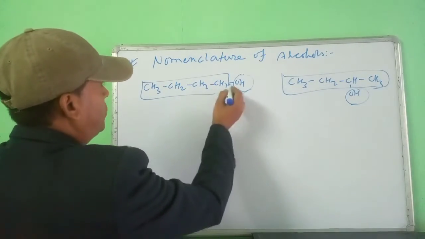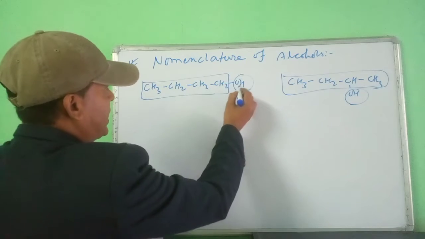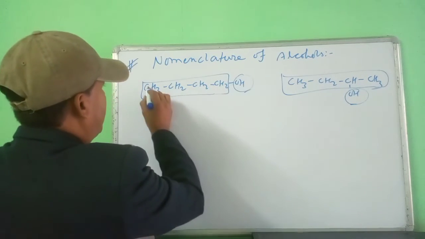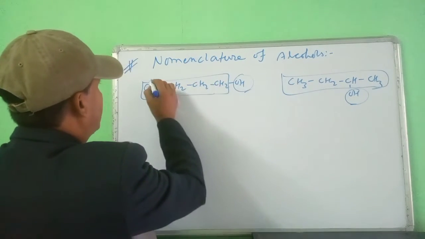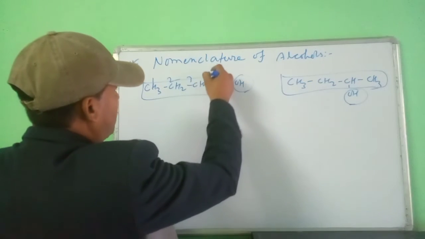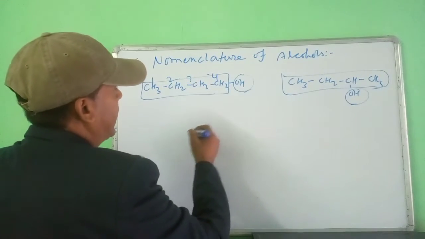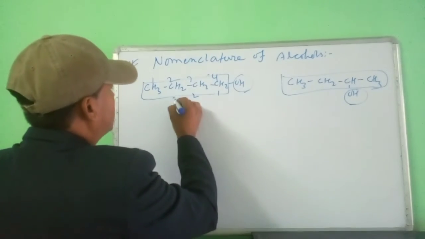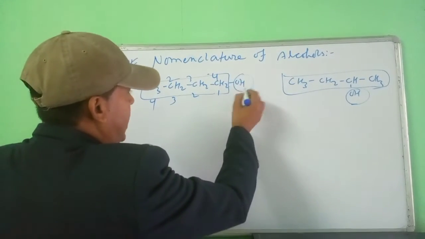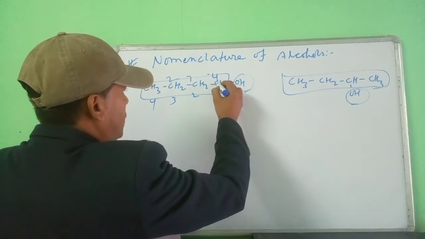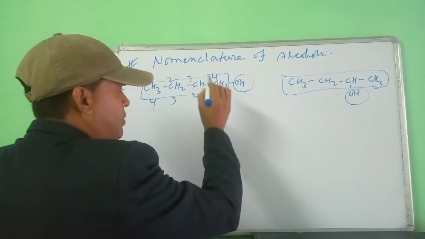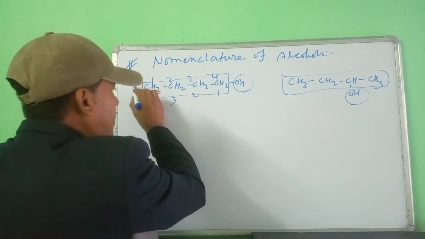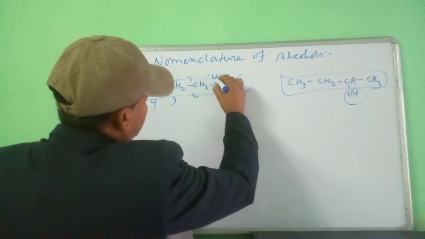Now, numbering the carbon atoms. If you number left to right, the positions are 1, 2, 3, then 4. If you number the carbon atoms right to left, 1, 2, 3, 4. We try to give the carbon bonded to OH in the parent chain the lowest possible number. So when you number left to right, this carbon's position is 4.